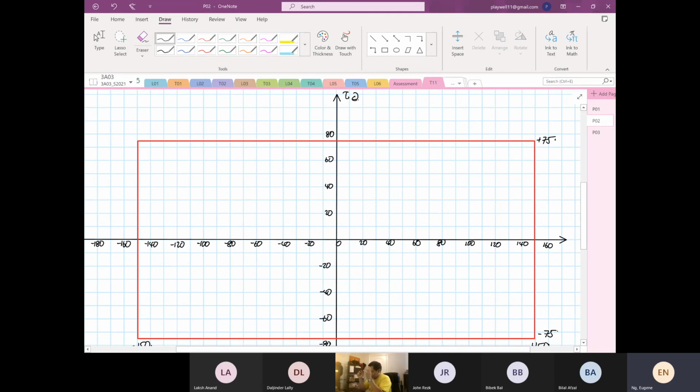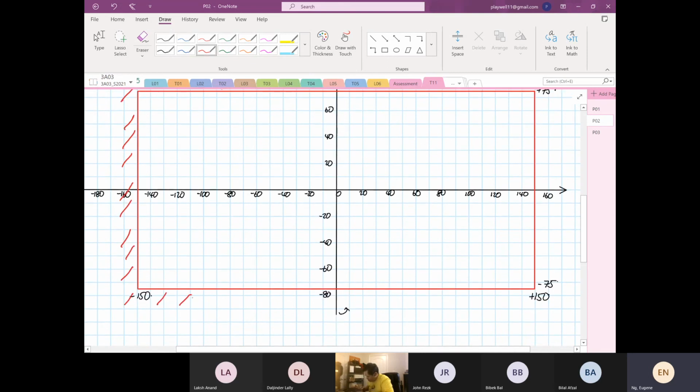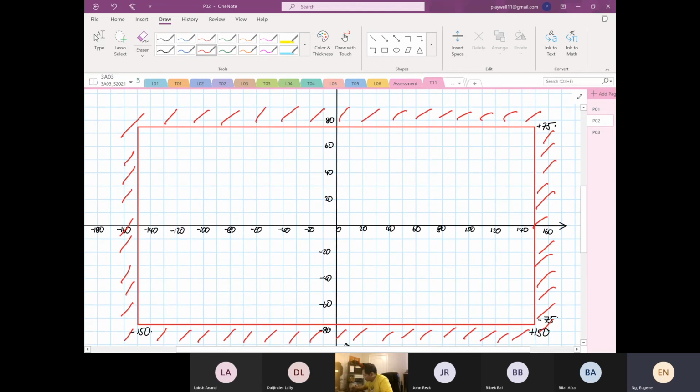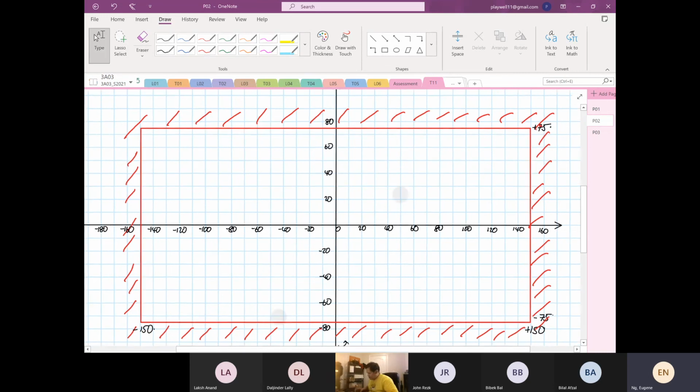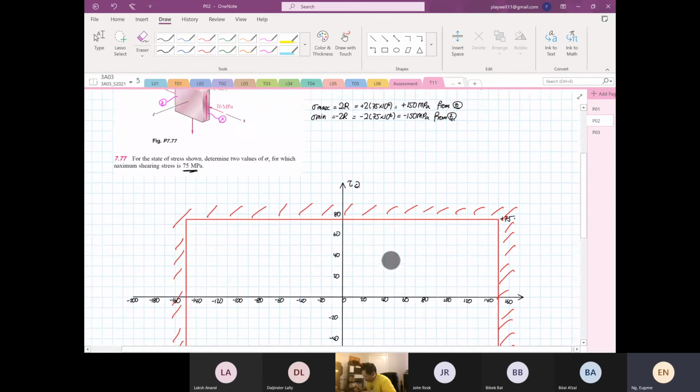So the 3D Mohr circle has to be within the red box. It cannot go outside the red box. If you go outside the red box, the material will yield. The material will go into plastic deformation if it's a ductile material, or it might fracture if it's a brittle material. So we know that it cannot go out here. Let's now find the possible Y value.